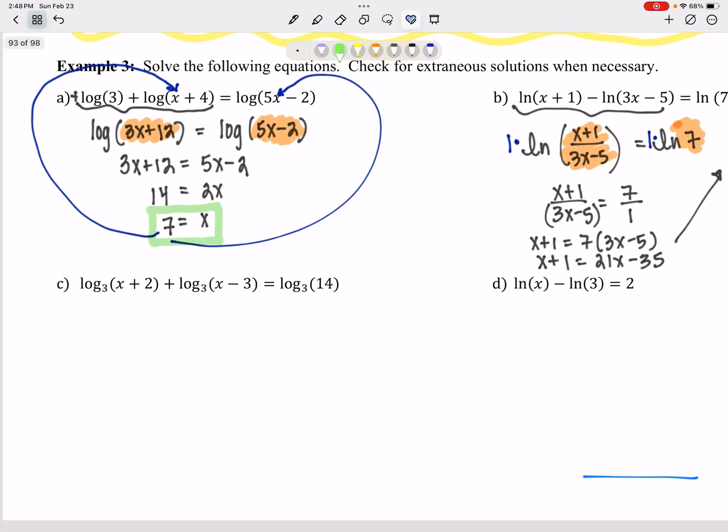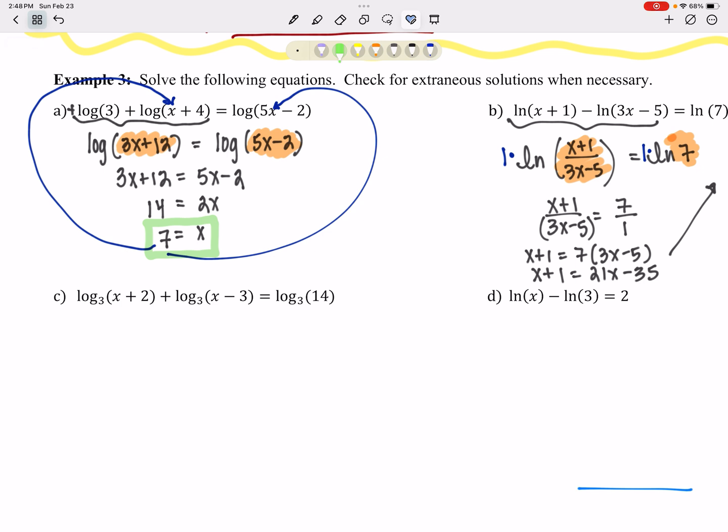Okay, C would be a great problem if you want to try that one and see if you can get it, now that you've got the process as a nice little reminder down. If not, you can watch me the entire way.